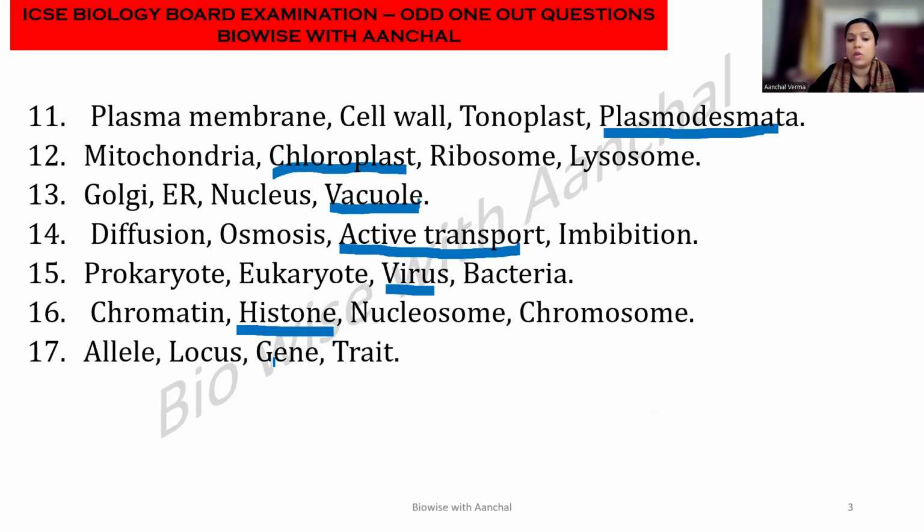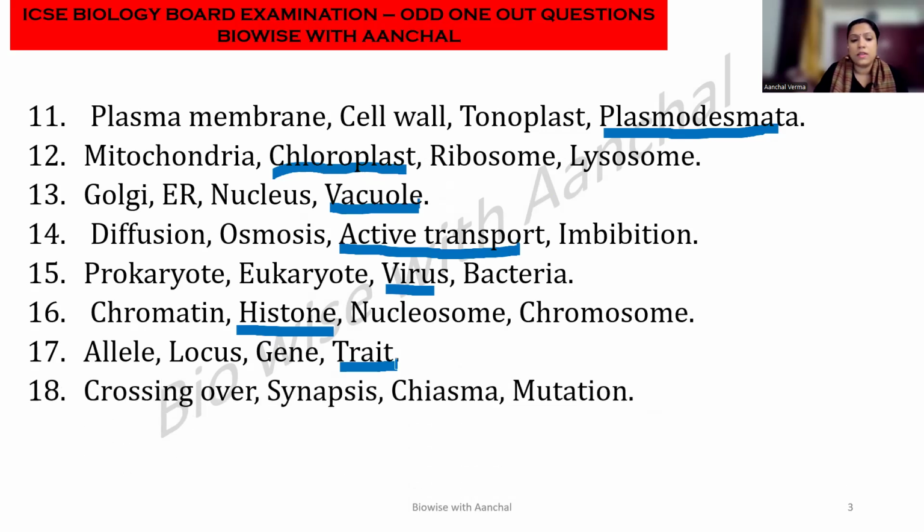Next one, allele, locus, gene, and trait. Now, allele, locus, and gene are talking about the gene and its position on the chromosome. But trait is a term used by Mendel: the word allele, character for genes, and trait for alleles. Crossing over, synapses, chiasma, mutation. Now here the odd one out is mutation because the rest are all part of a process in prophase 1 where recombinant DNA is formed by the process of crossing over, or all are the steps involved in synapses.